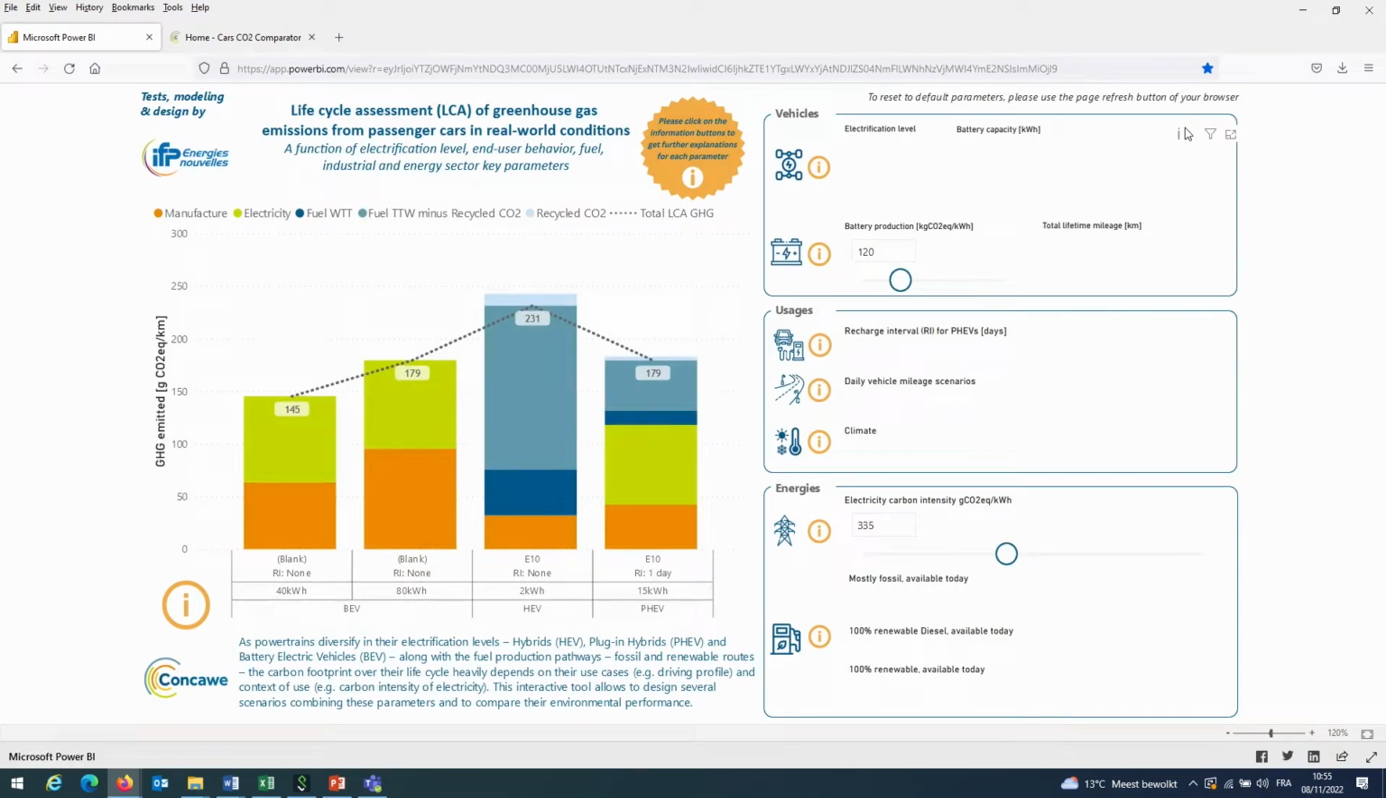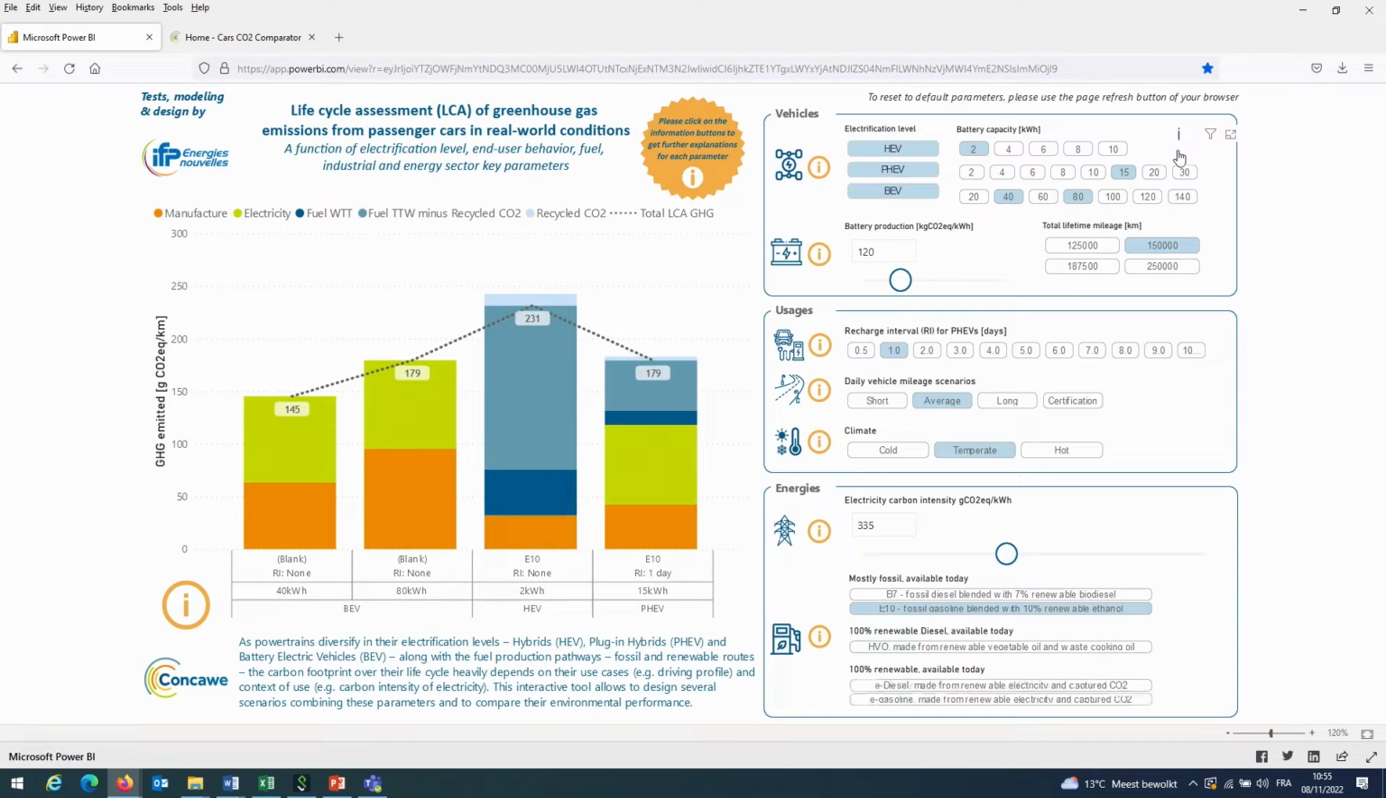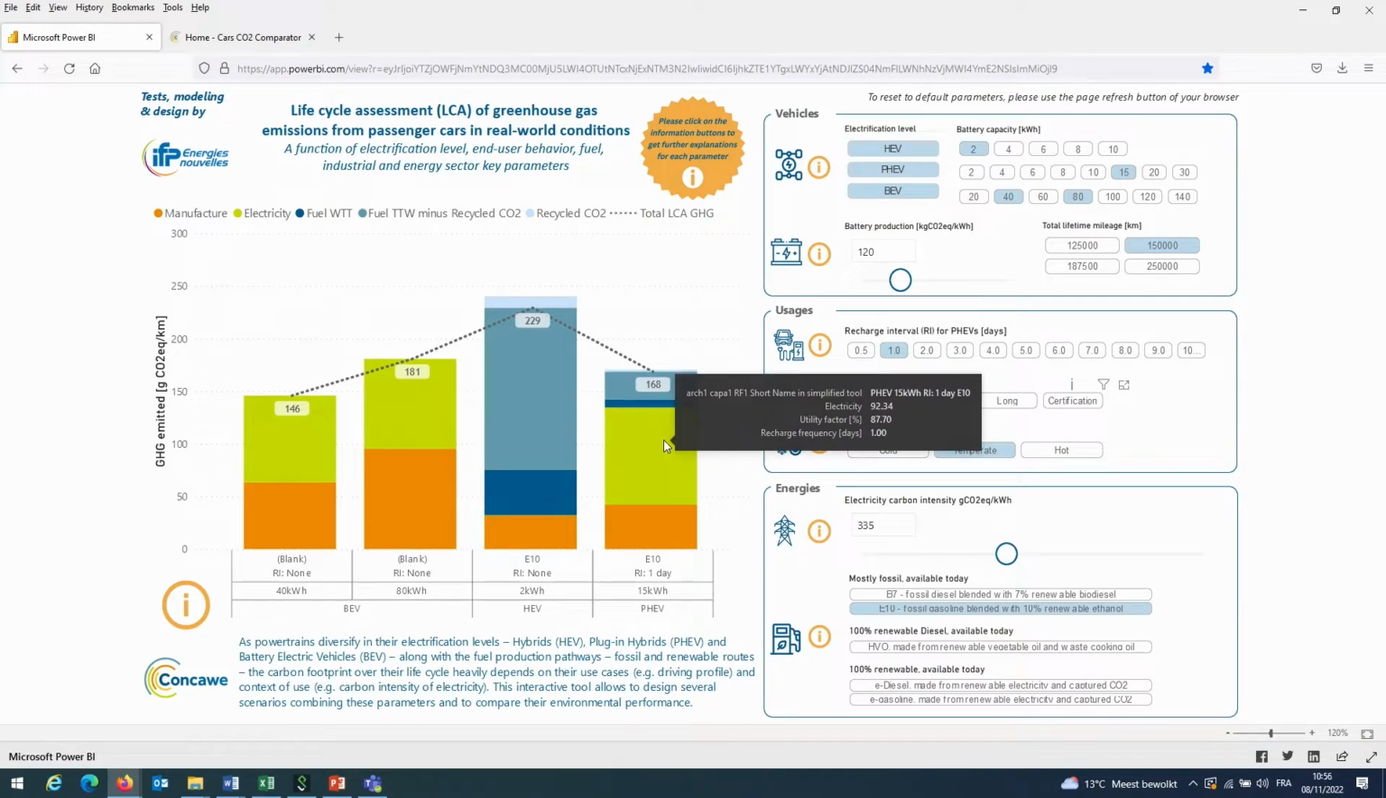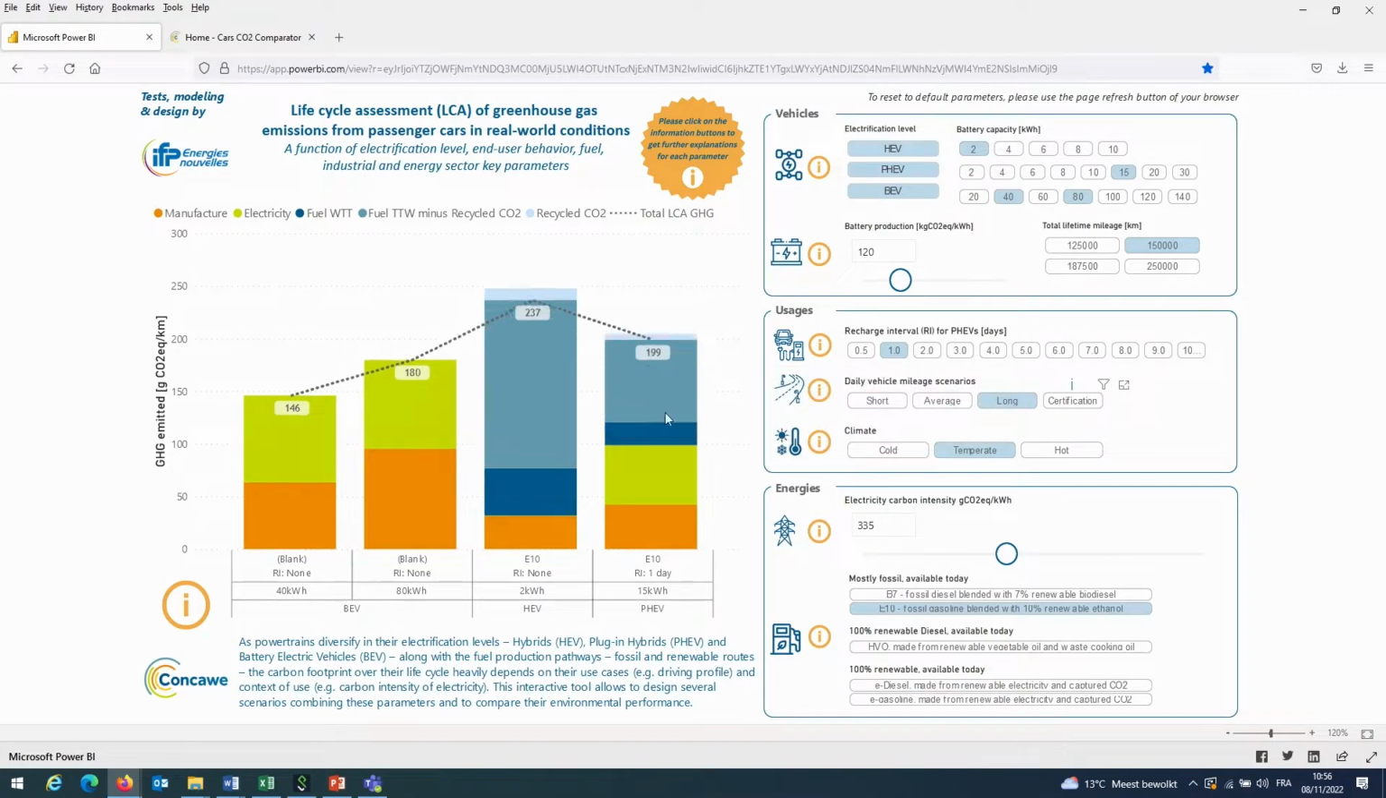So let's look at what happens when you change your driving profile. For instance, if I move from average to short, let's observe what happens for the PHEV. You can see that the emissions decrease, and that's because the utility factor has increased. It is now 88%, because when you drive for shorter distance, you are more electrified. And that's the opposite which happens when you drive longer distance, because you will be less electrified. Now it is only 61%.